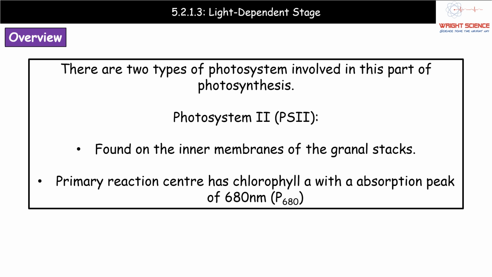We then also have photosystem 2, PS2 for short, not the games console. We find this one on the inner membranes of those granal stacks. So remember, we talked about our chloroplast and the different membranes. We find our photosystem 2 on the inner membranes of those granal stacks. The primary reaction center is still chlorophyll A, but this time it's got an absorption peak of 680 nanometers. So it's the P680 that we find on our photosystem 2.